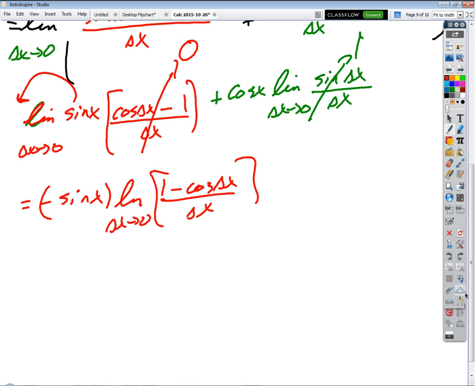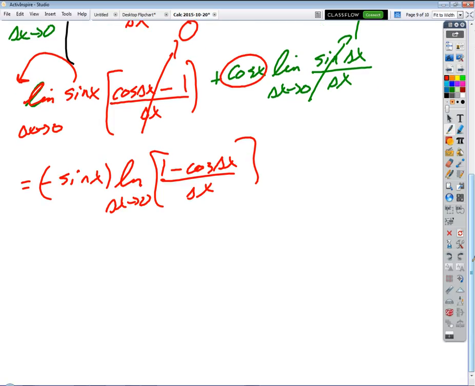So what are we left with then? This term goes to 0. All we're left with is cosine x times 1. So we got a new rule. But the sine x is outside, wasn't it? Well, it doesn't matter. Even if it's outside, it's still sine x times 0, which is 0. And so what we get out of this is the new rule. The derivative with respect to x of sine x is what? Cosine x.